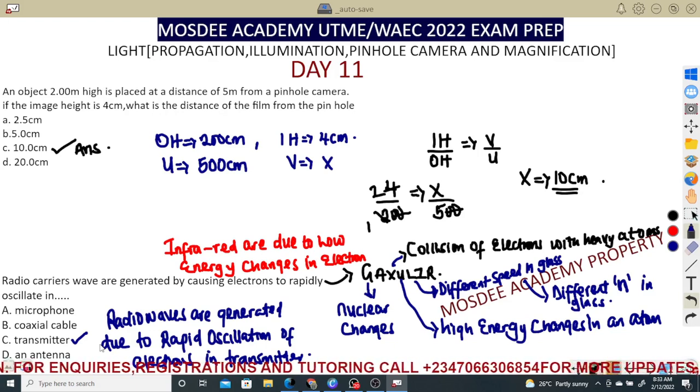So guys, this is where I'm going to stop on this section. Like I told you, we quickly mapped out the checklist of propagation of light, illumination of light, camera, and magnification of light. So I hope you have learned one or two things under this chapter. The next chapter, which is chapter 25 of your syllabus, is reflection of light. So see you guys soon.